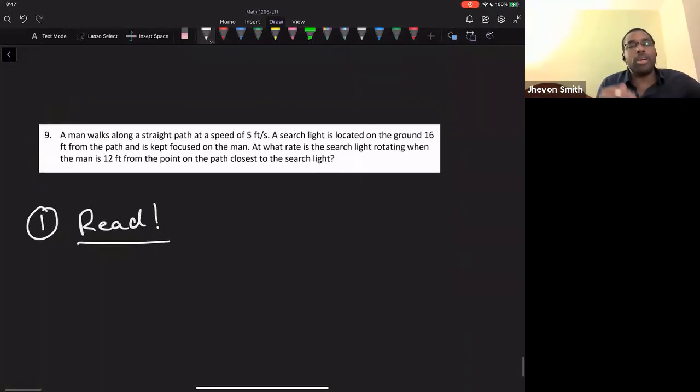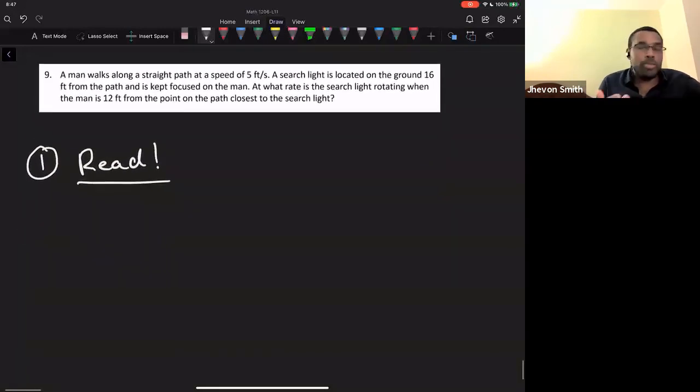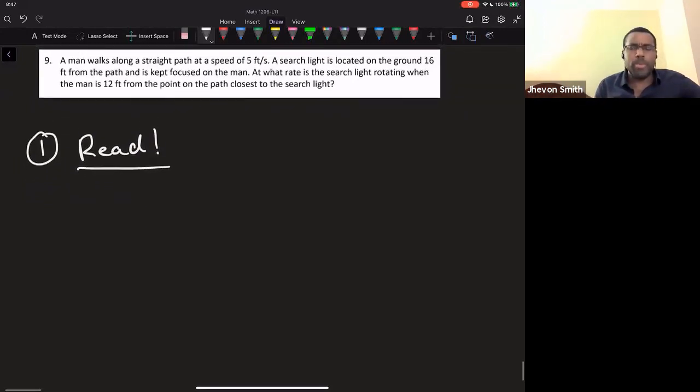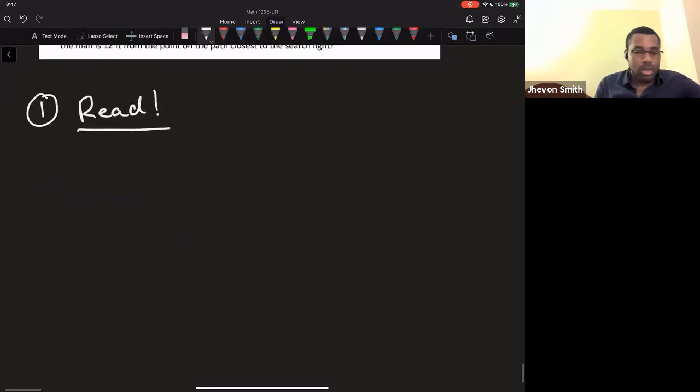We know this is a related rates problem because they tell me the speed at which the guy is walking, and then they ask me about the speed at which the light is rotating. So it's a related rates problem. Now, two, need a diagram.